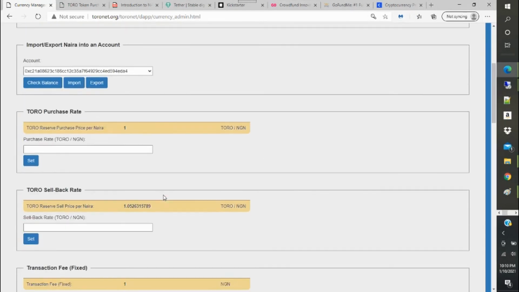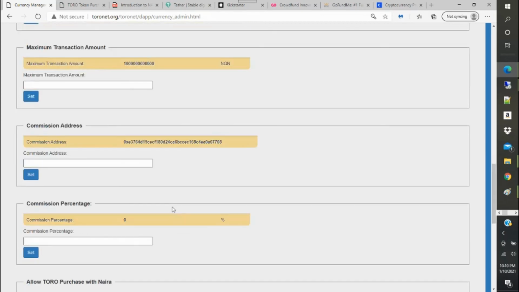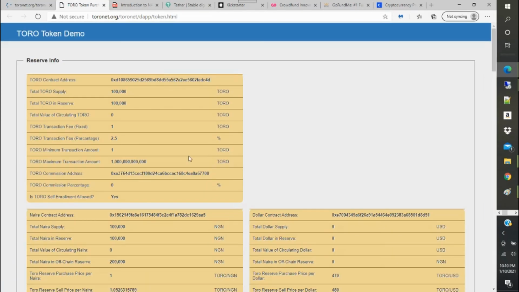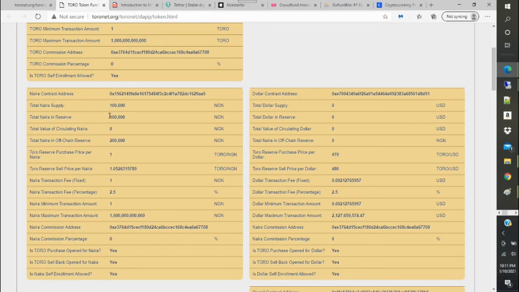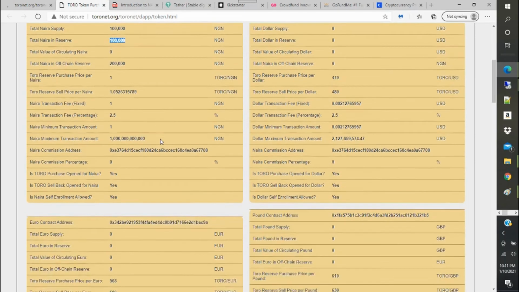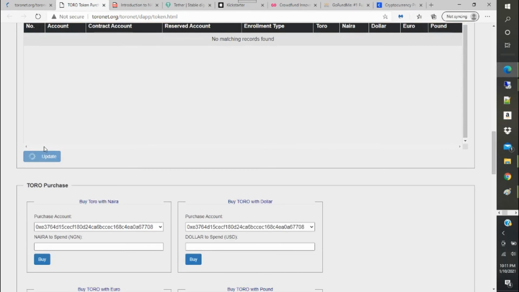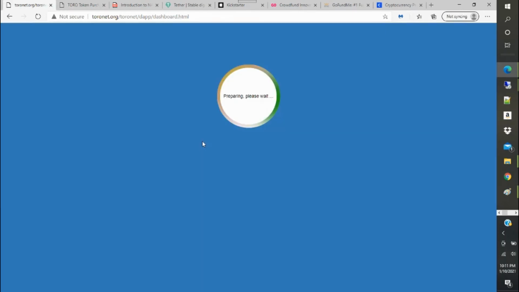All right, so let's take a look at what the blockchain looks like after this transaction, and also let's refresh. So here we see this reflected correctly. 100,000 Toros in supply. This needs to be updated too. But right now, 100,000 naira, but off-chain now is 300,000 if we refresh that page. But more importantly, we just want to see what all the accounts look like. And let's go back here and see what the dashboard looks like as well.